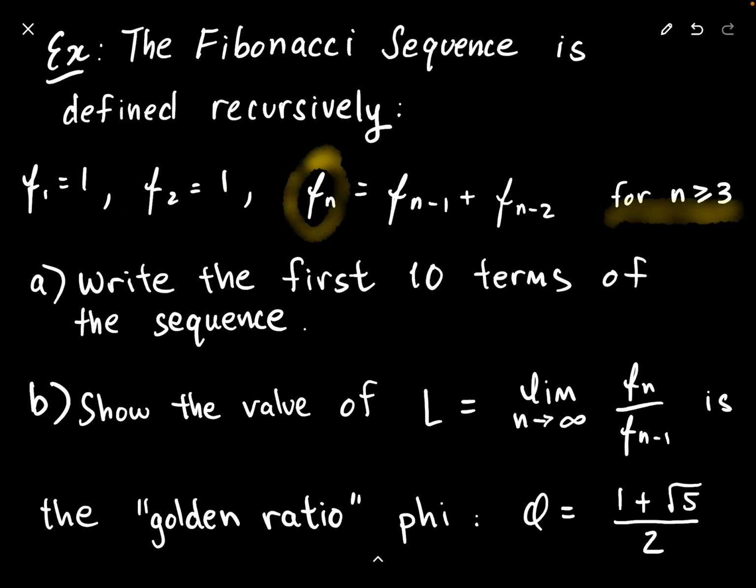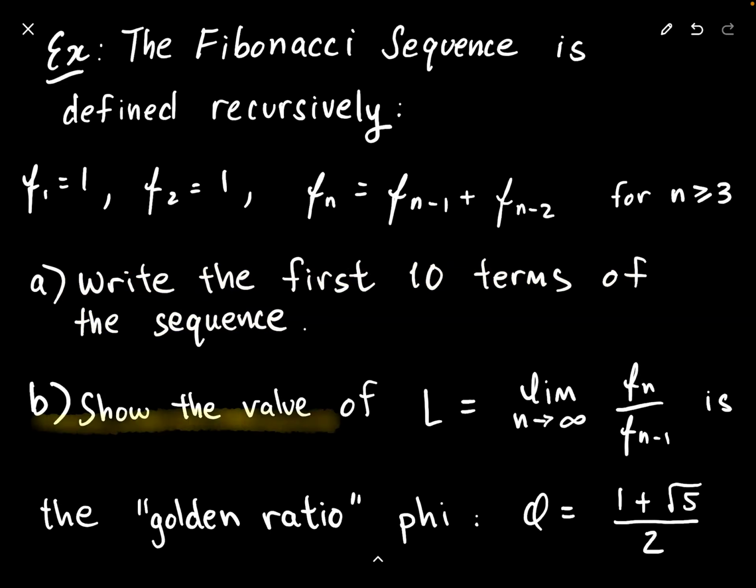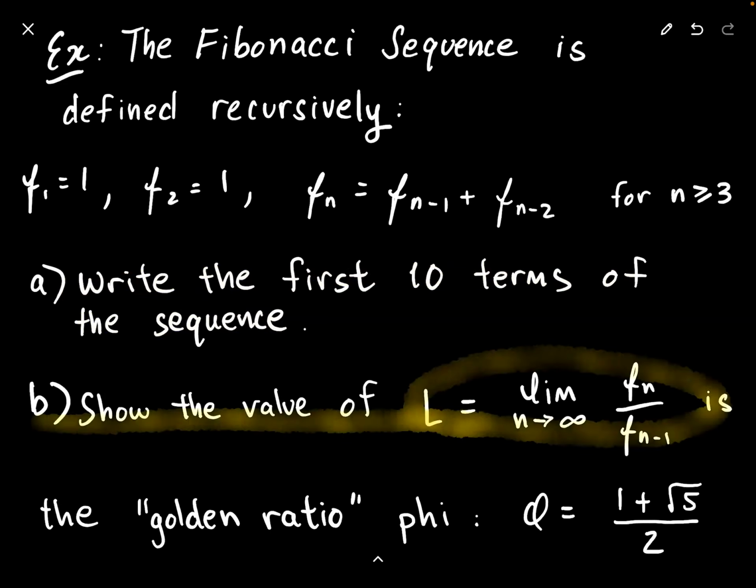Part A, write the first 10 terms of the sequence. And Part B, show that the value of this limit is equal to the golden ratio phi. So for Part A, we want to write the first 10 terms of the sequence. So the first two terms are given, 1 and 1, and the next terms are defined recursively as the sum of the two previous terms.